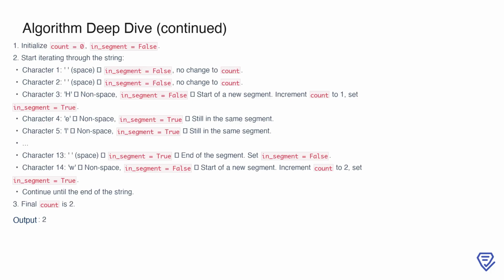Later, when we reach the character w, another non-space character, and in_segment is false, we detect the start of a new segment. We increment count to 2 and set in_segment to true. This process continues until the end of the string. The final value of count is 2, indicating that there are 2 segments in the string.